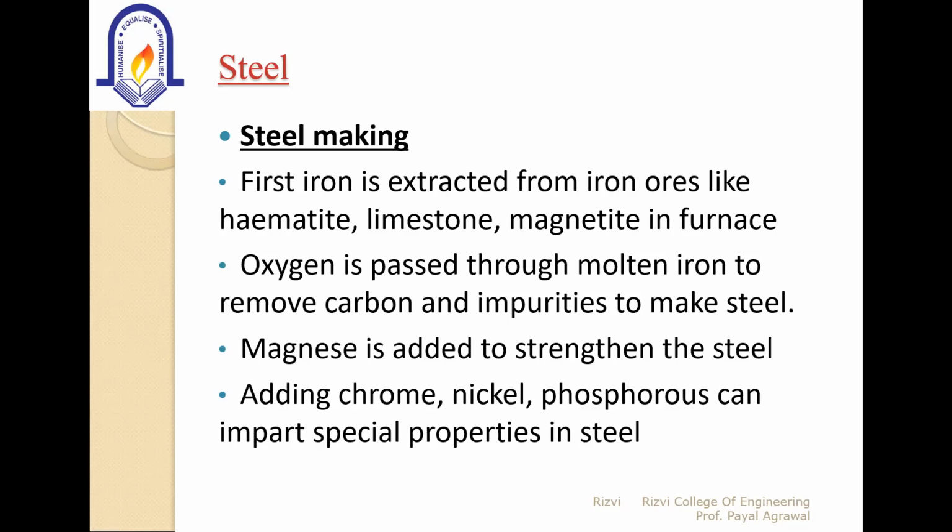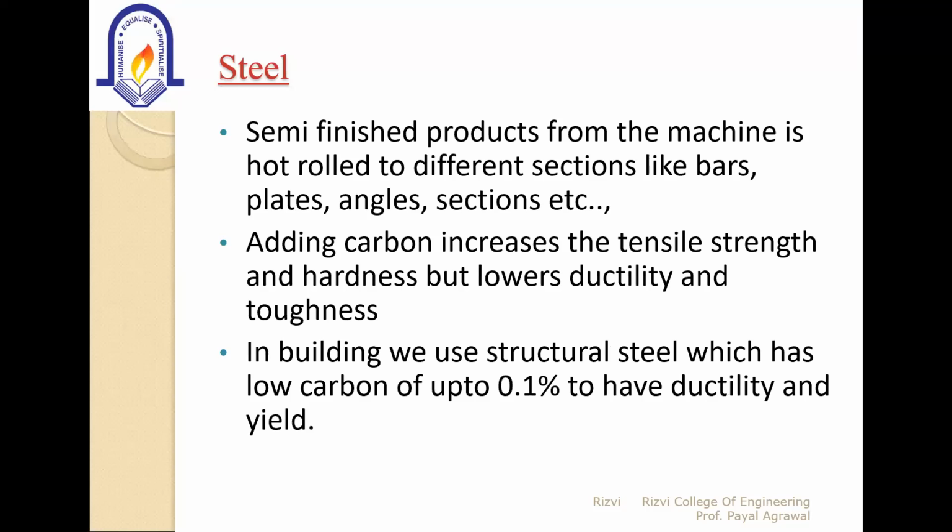So as you know, there are different properties we will discuss, which are the different properties that are there in the steel. So steel के लिए different mechanical और different physical properties रहती है. So for that different properties, you are going to add the chrome, nickel and phosphorus in the material, so that you can give their special properties to your steel. After adding those, what you will do, the semi-finished products from the machine are being hot rolled.